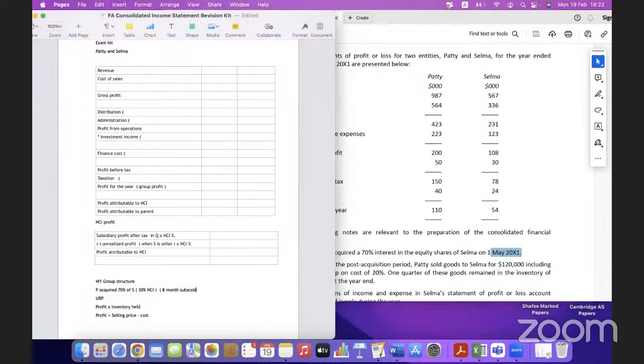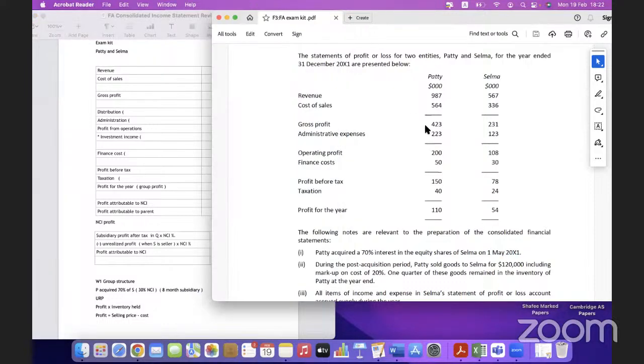Done. Right. Are you okay with that part? So always, first of all, understand the structure. Who bought whom? What percentage, how much is left, as well as how much percentage is remaining. So in our case, as you saw, it is an 8-month subsidiary. May 2001 to December 2001 means they bought the company in the same year, no? When you buy it in the same year, you have to take it only according to the number of months. So this is an 8-month subsidiary.